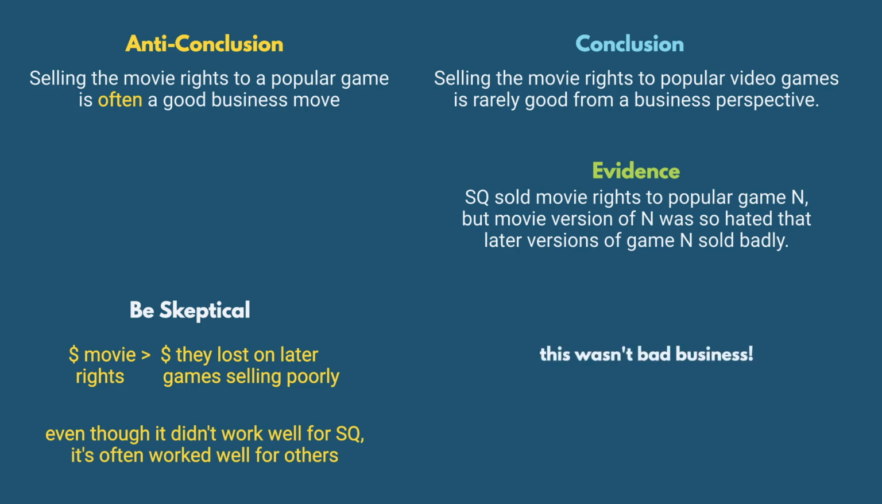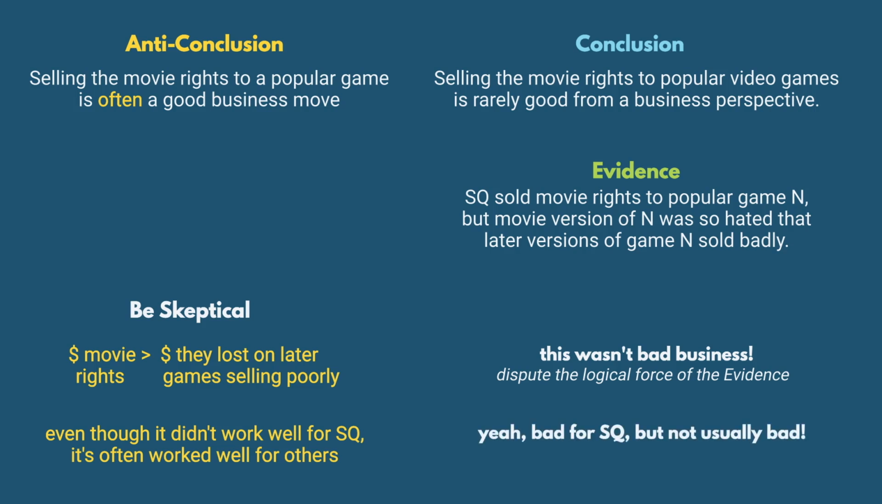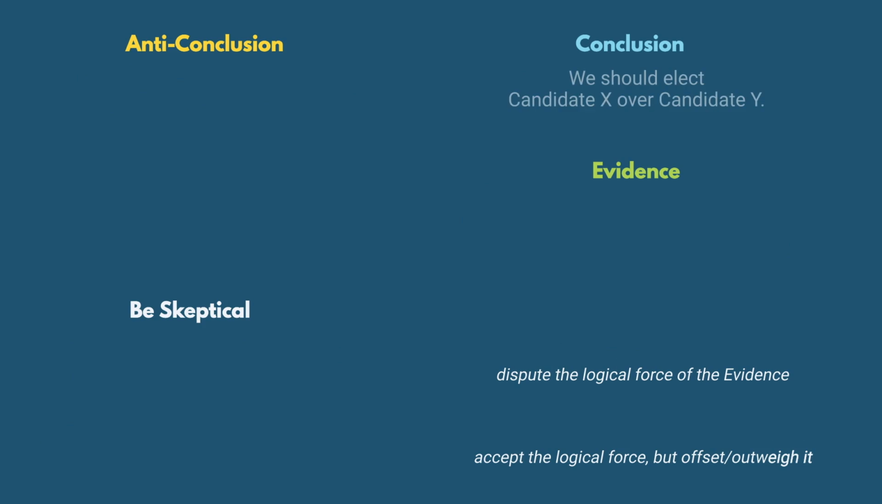The first objection is arguing this wasn't bad business. We're really disputing the logical force of the evidence. This was supposed to be an example of a bad business move. In the second one, we're actually acknowledging, fine, yes, it was bad for them, but it's not usually bad. So we're kind of accepting the logical force of the evidence, but we're raising some additional consideration that goes against it. Here's another example. We should elect X, not Y, because Y has no political experience.